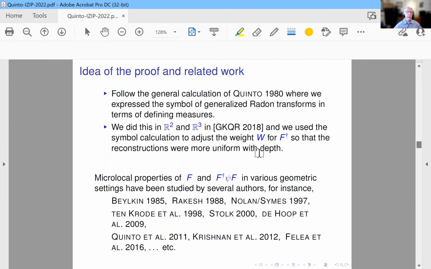And we used this to adjust the weight and got better reconstructions. I'll show you something here. Now, there are a lot of things here. Microlocal properties of F and a bunch of geometric settings. These are by no means everybody, but Belkin in the beginning in his important 1985 article, Rakesh, Nolan, Symes, Tim Kruda, Stolk, De Hoop, and then Krishnan and myself and others and Falea. We've also done work on this in R2 and R3.